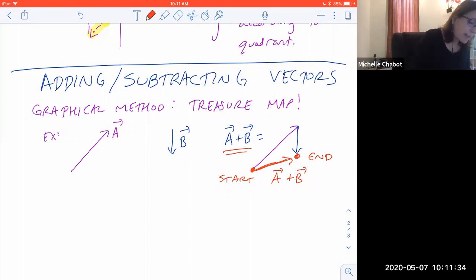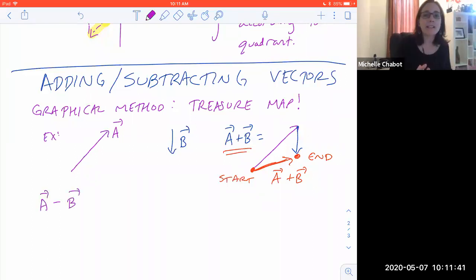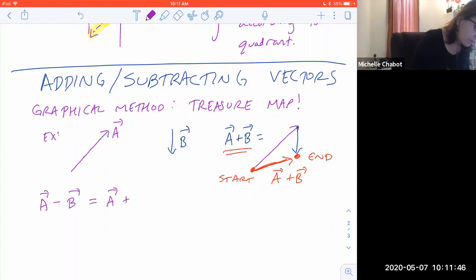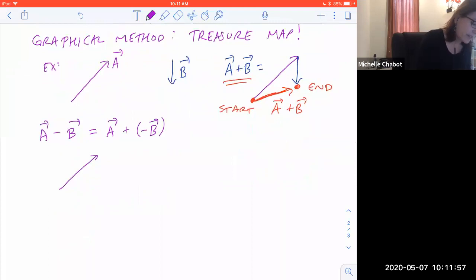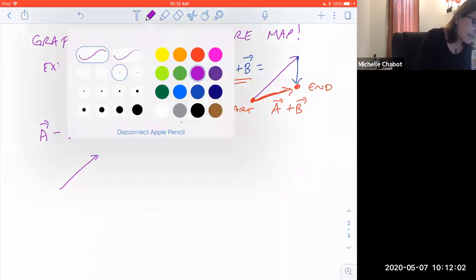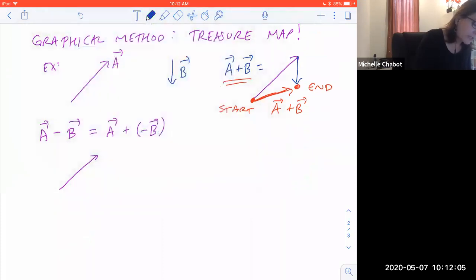Now for subtracting vectors, still think about it as a treasure map. A minus B is simply equal to A plus negative B. So what this means then is that I would then take here my vector A, and then I'm going to add it to negative B, which is the same length as B, but in the opposite direction.